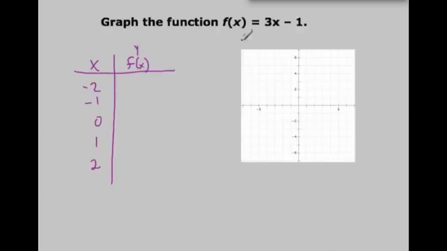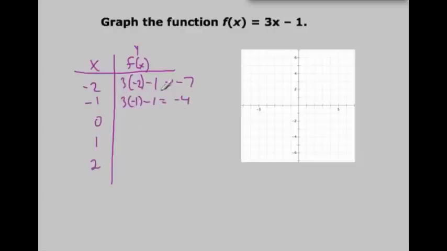I'm going to do the same exact thing that I've been doing before. I'm going to rewrite my rule with parentheses everywhere there's an x. Then I'll plug in the negative 2. 3 times negative 2 is negative 6. Negative 6 minus 1 is negative 7. Now let's do the same thing with negative 1. Write my rule out, plug in my value. That's negative 3 minus 1, which is negative 4.